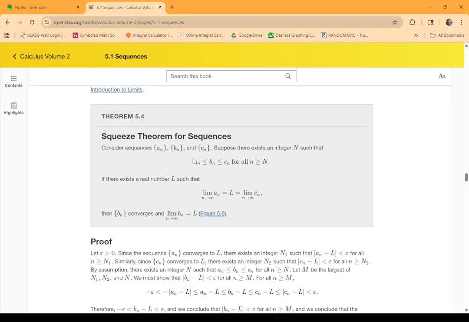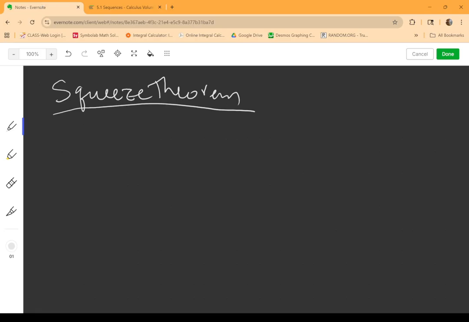All right, and the idea here is that these bookend sequences, a sub n and c sub n, not only converge, but converge to the same value, in this case L. If I can establish that fact, then the squeeze theorem tells me that the limit of b sub n is less than or equal to L, but also bigger than or equal to L, so there's only one option for b sub n to be, and that is L.